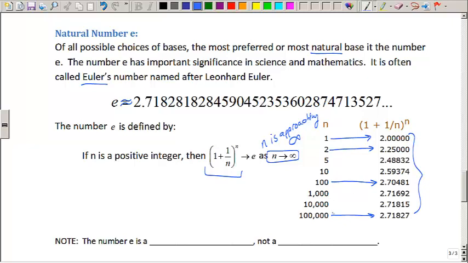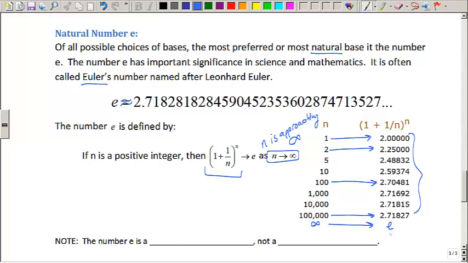Notice these numbers, as n gets really large, approaching infinity, these numbers are approaching this number, 2.71828, which is e. As n gets infinitely closer to infinity, this expression gets closer to this value e.